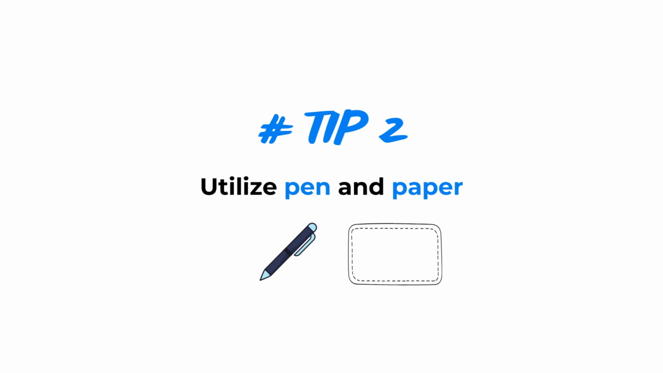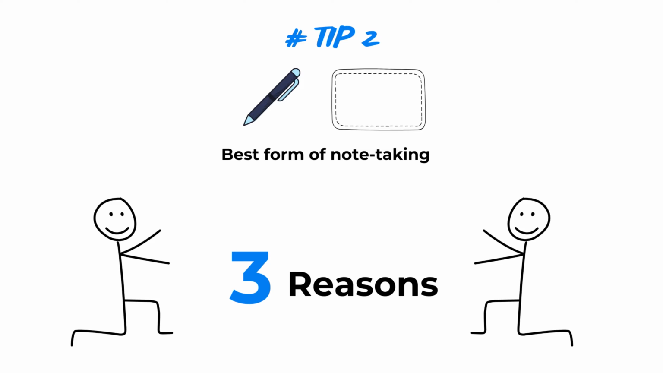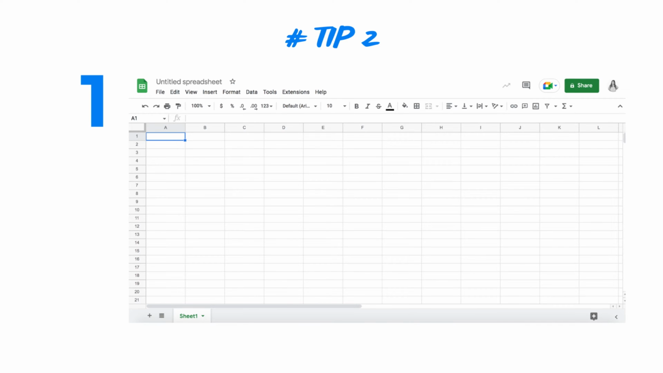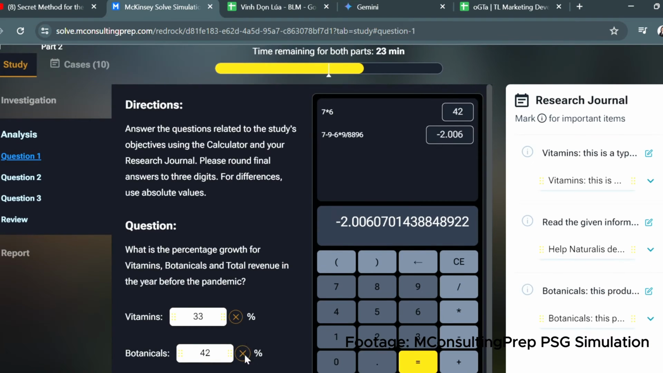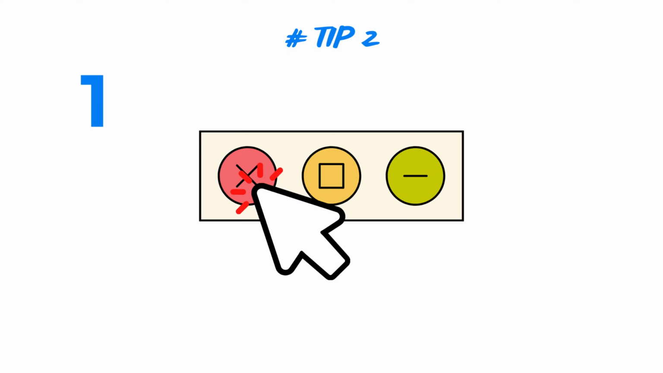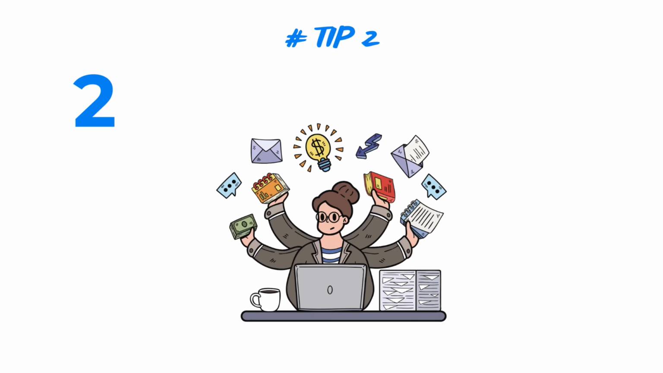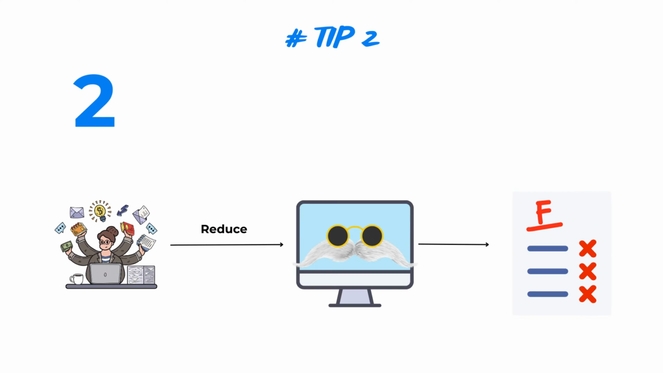Tip number 2. Utilize pen and paper. They are the best form of note-taking for McKinsey Solve for 3 reasons. First, if you use spreadsheets, you will need to switch tabs windows frequently. This may reduce your ability to concentrate and make double checks harder. In the worst cases, you might accidentally close one of the windows. Second, this multitasking can drastically reduce your computer's performance, especially on old computers, which hinders your test performance.